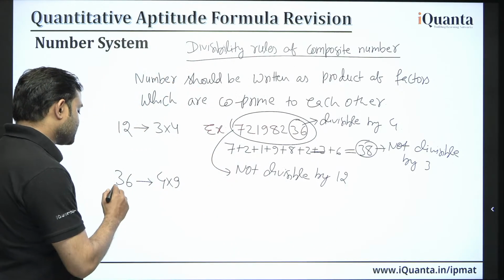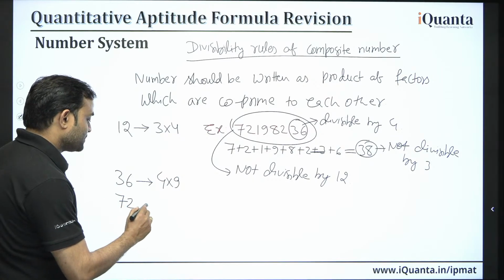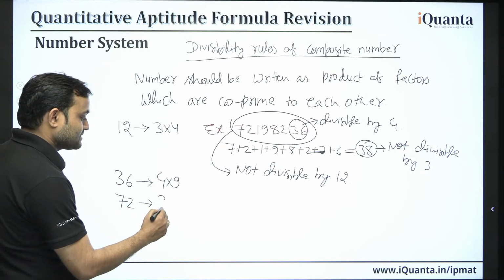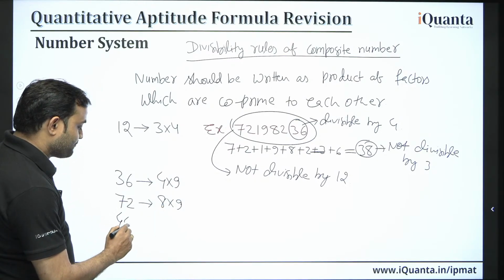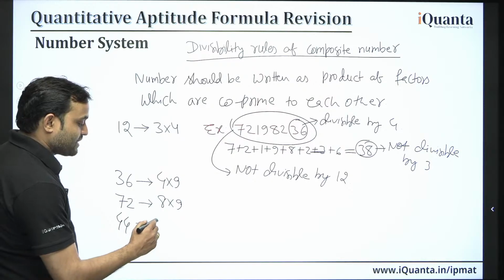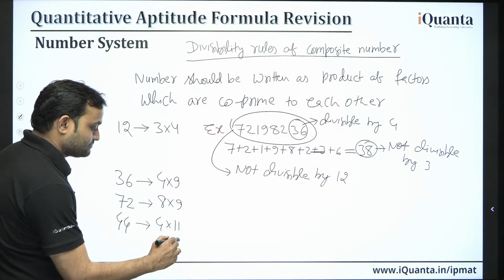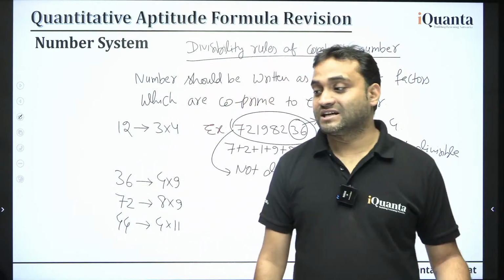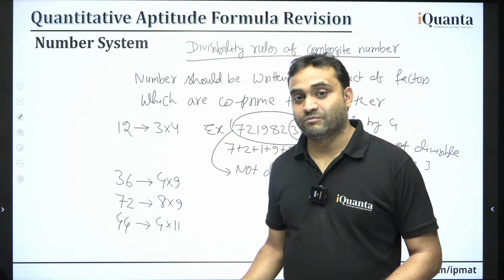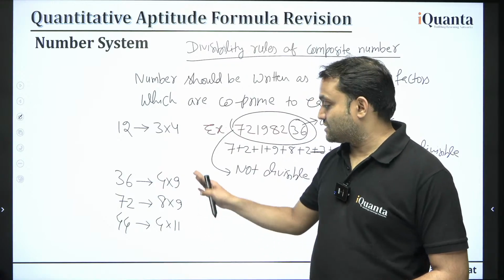So in case of 72, we should break it as 8 into 9. If you are checking the divisibility rule of 44, you should check it by 4 into 11. Okay, so I hope this is clear. How do we check the divisibility rule of any composite number? For any composite number, this is the divisibility rule.